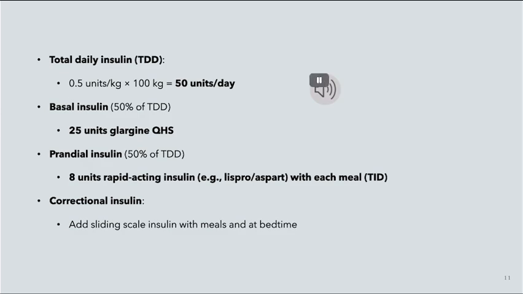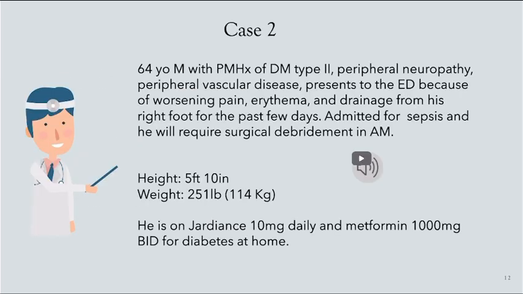The total daily insulin dose for this patient is 0.5 units per kilogram times 100 kg equals 50 units per day. Basal insulin is 50% of total daily dose: 25 units glargine at bedtime. Prandial insulin is 50% of total daily dose divided among 3 meals: 8 units rapid-acting insulin, for example, lispro or aspart, with each meal. For correctional insulin, add sliding scale insulin with meals and at bedtime.